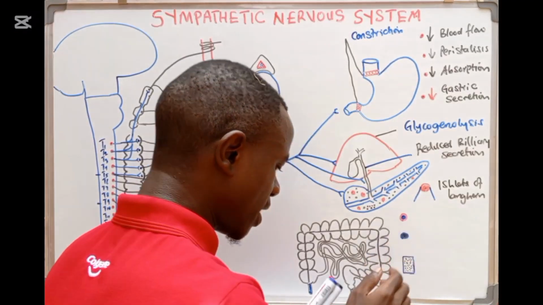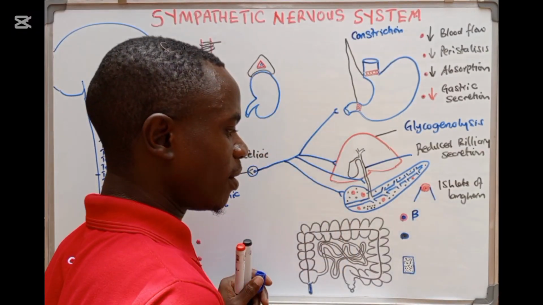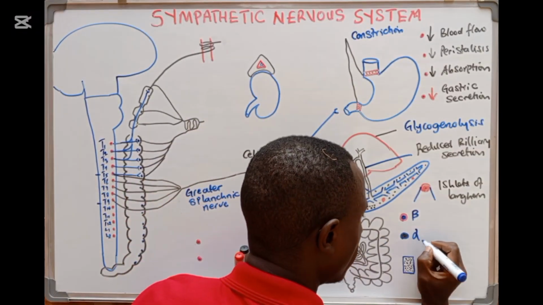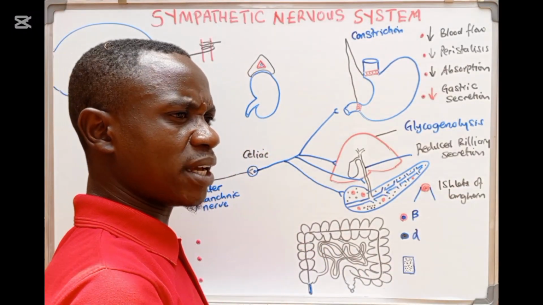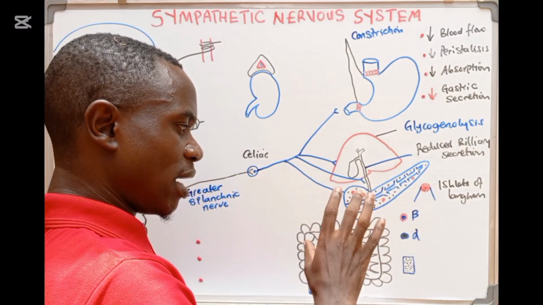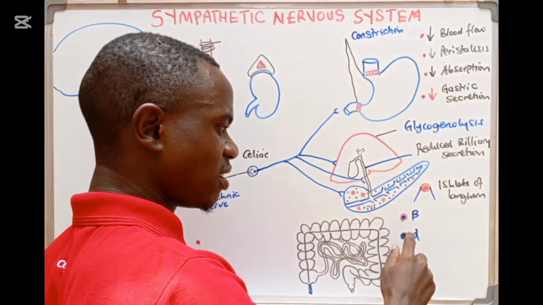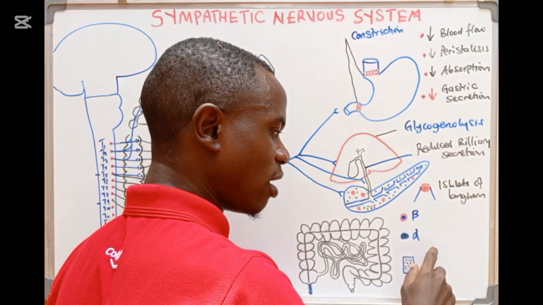You see this cell here, we call it the beta cell. And this cell here, we call the alpha cell. Of course, there are quite a number of cells in the islet of Langerhans, like the epsilon and the delta, but I don't want to focus on those because they are not so significant here. We want to see what the beta cells and the alpha cells produce.